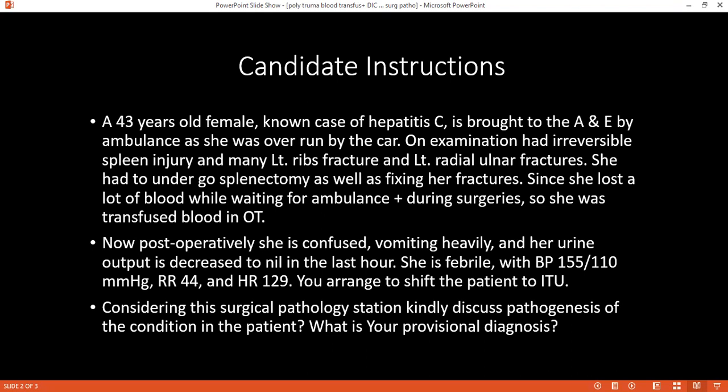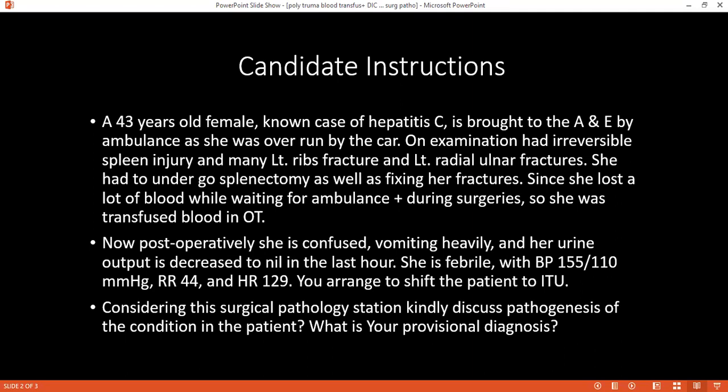All right. So what would be your provisional diagnosis for this particular patient? My provisional diagnosis would be disseminated intravascular coagulation, ma'am, as the first diagnosis. And also hypovolemic or septic shock would be the other possibilities. Okay. So how would you define disseminated intravascular coagulation? What happens in this situation?